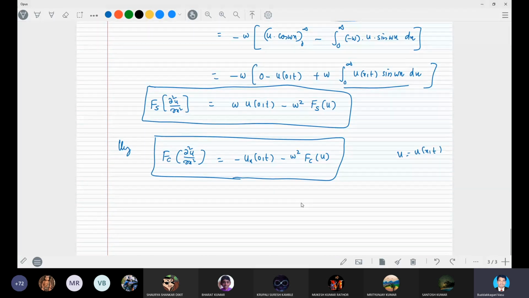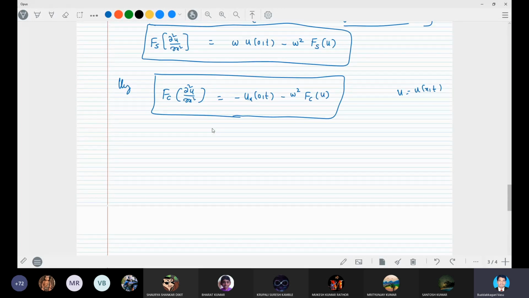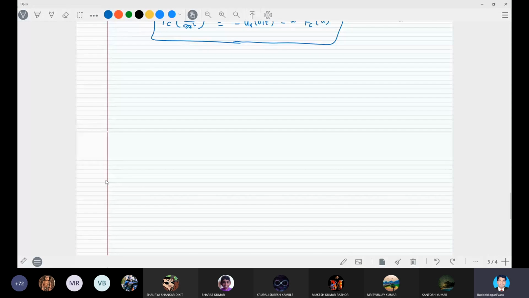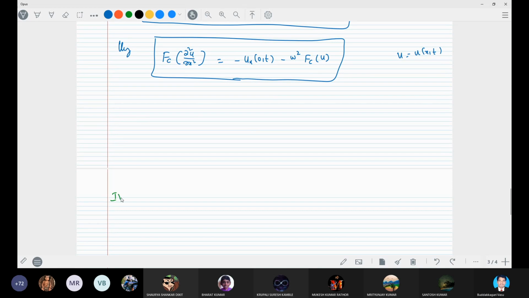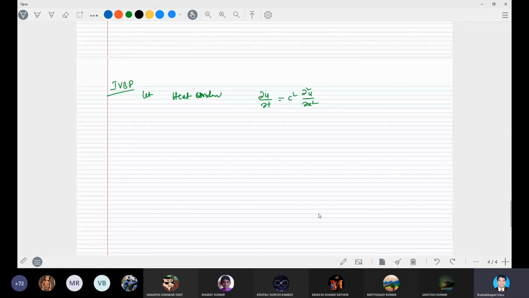So here a very important observation is there. Suppose we know any initial or boundary value problem. Can anybody say what the initial and boundary value problems are? Problems with initial and boundary values: the heat conduction equation, the wave equation, and the Laplace equation. For example, ∂u/∂t is equal to c square into ∂²u/∂x², we know, right?